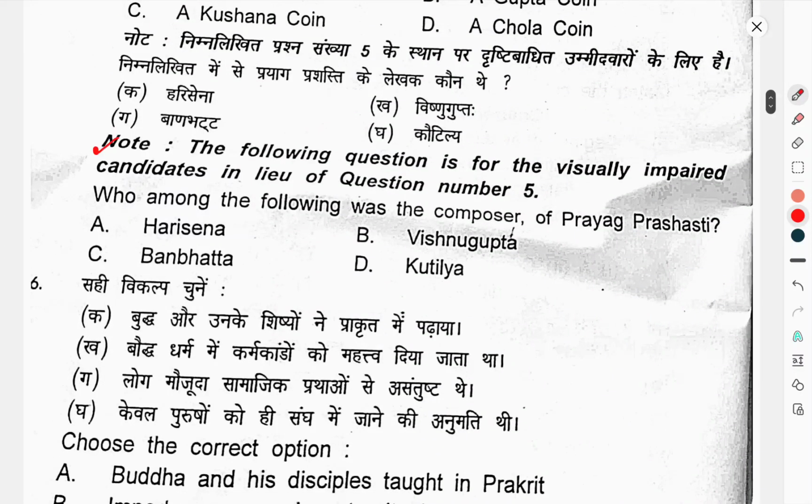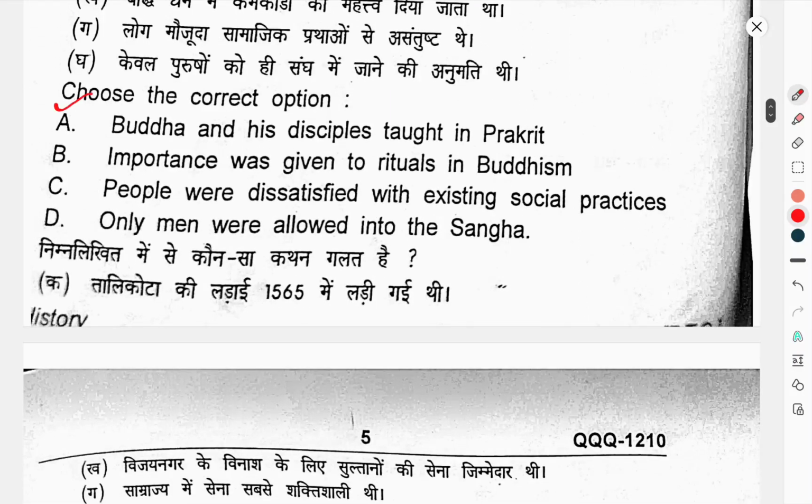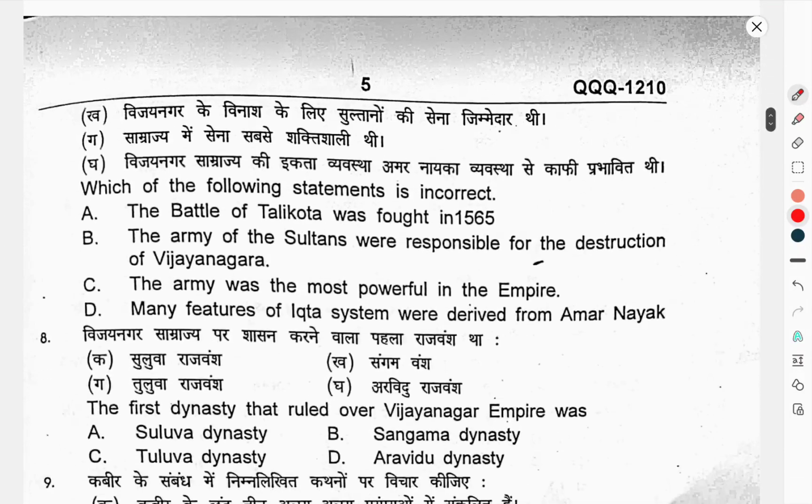Note: the following questions are for visually impaired candidates in lieu of question number 5. Okay, if there is a visually impaired candidate, then this is the question for them. Who among the following was the composer of Prayag Prashasti? Question number 6, choose the correct option. You have to choose the correct option. Question number 7, which of the following statements is incorrect. You have to just tick that statement which is incorrect.